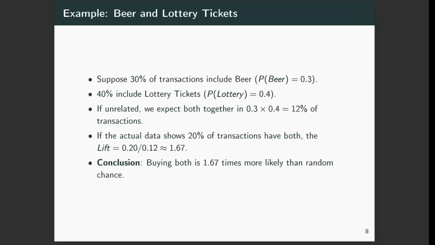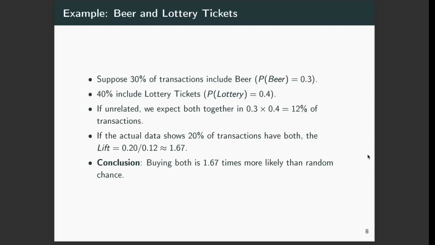Example, beer and lottery tickets. Let us now work through a concrete numerical example to make the lift calculation completely clear. This is a famous and intuitive example involving beer and lottery tickets. Suppose we have a large data set of retail transactions. We observe that 30% of all transactions include beer. So we write P of beer equals 0.3. We also observe that 40% of all transactions include lottery tickets. So P of lottery tickets equals 0.4.